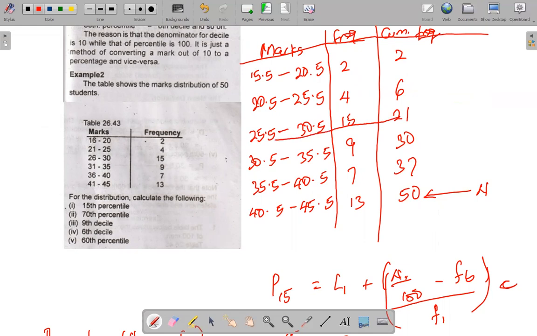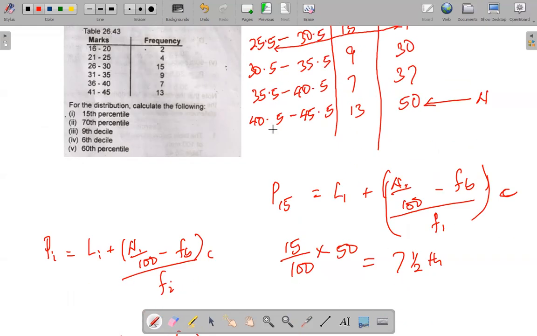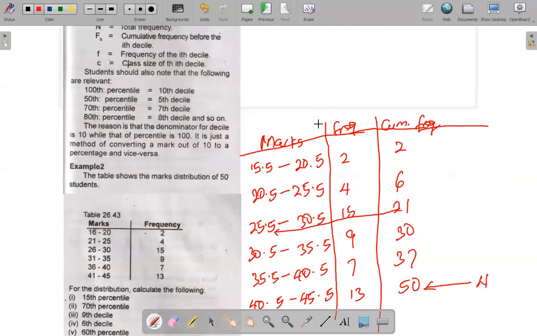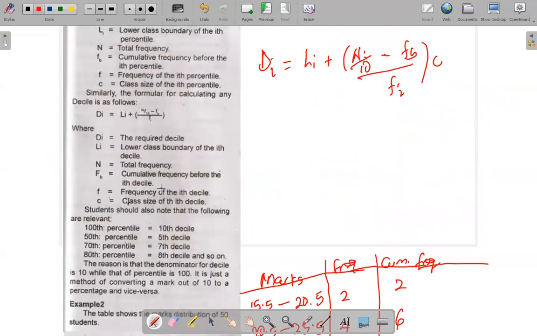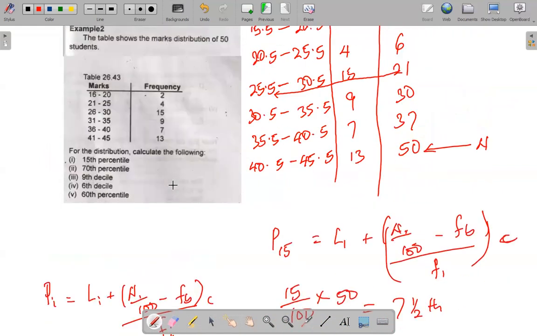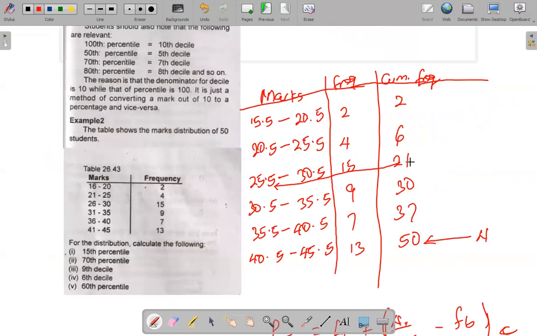So we'll trace it to the class boundary. Li therefore is 25.5, the lower class boundary of the percentile. Li is 25.5. Then Fb, what is Fb? The cumulative frequency. Let's go back there. Fb is the cumulative frequency before the ith percentile, so in this case, before the 15th percentile.